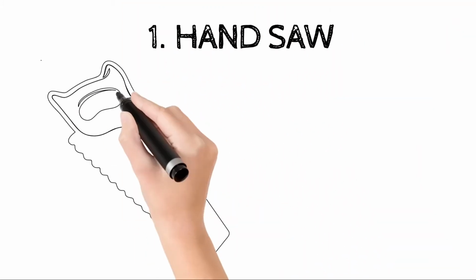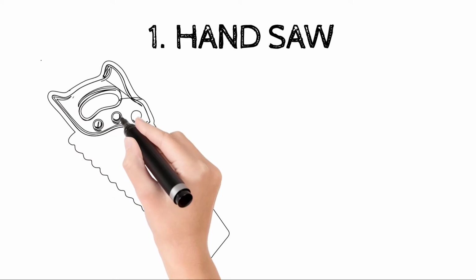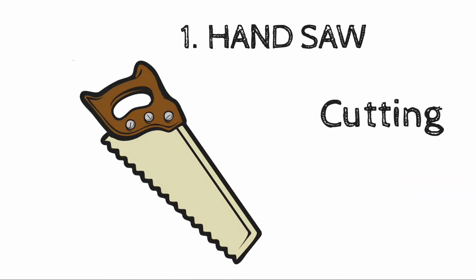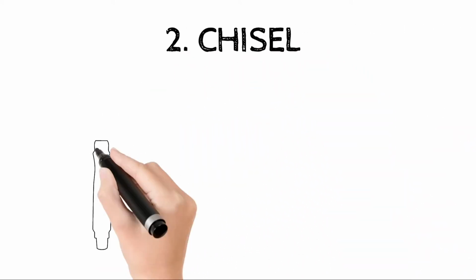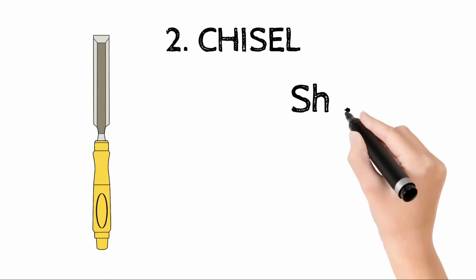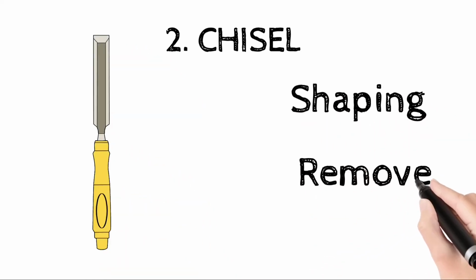Let's start with the hand saw. This tool is mainly used for cutting wood. Number 2 is chisel. This tool is mainly used for shaping the wood and removing material.